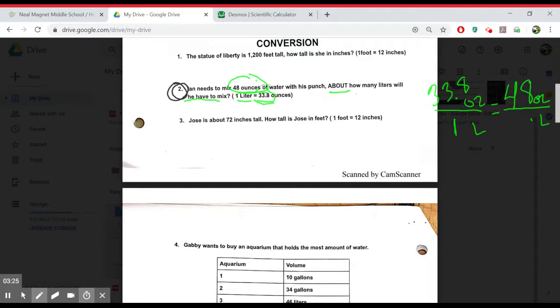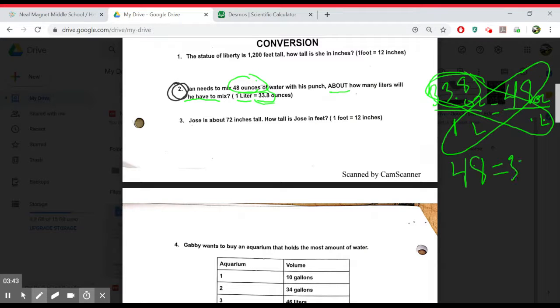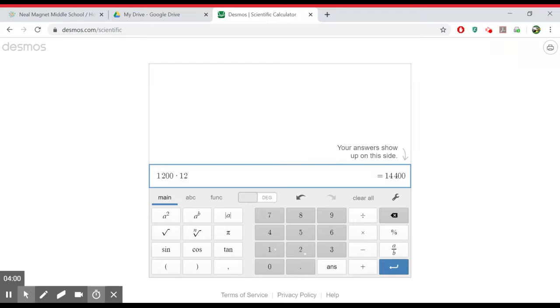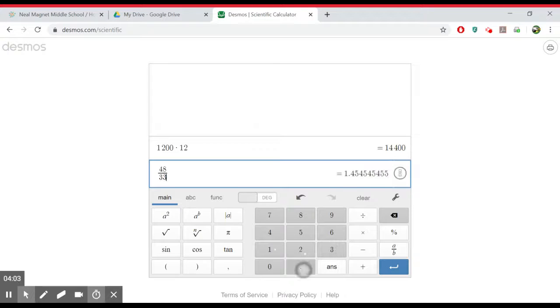And so again, we're going to set it up. We're going to cross multiply. So 48 times 1 is 48. And then we're going to divide by what's left over. Since I don't have this number, this would be 33.8 times n, where n stands for a number, but then I've got to divide by 33.8. So I have 48 divided by 33.8, which is equal to 1.42.